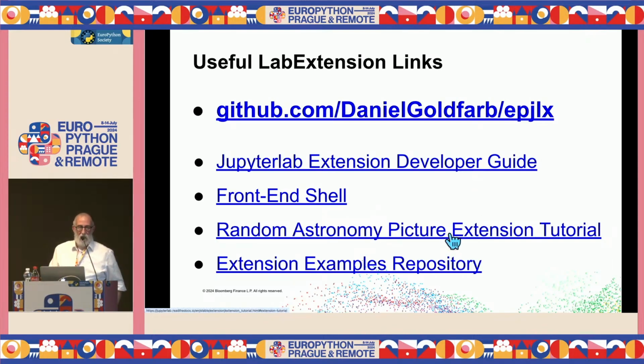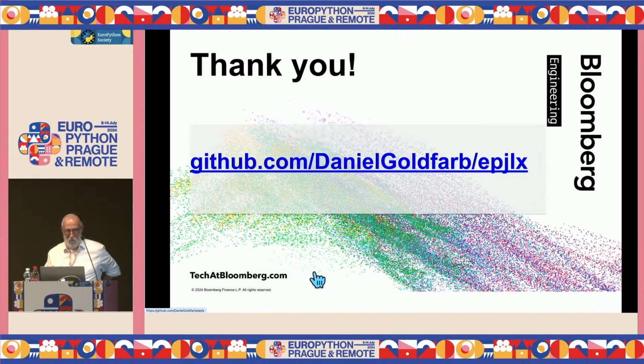Jupyter has their own extension tutorial where you put up a random astronomy picture on the screen. You learn certain things in my tutorial that you don't in theirs, and vice versa, certain things in their tutorial that you don't in mine, so you might want to do that. And then there's a whole GitHub repository of extensions with example code. Not documented very well, but the code is there. The code is the documentation. You can play with those and see how well they work. And that's it. I guess we have time for questions.